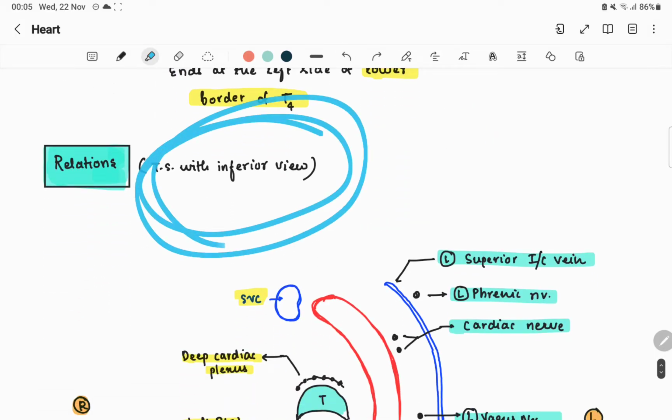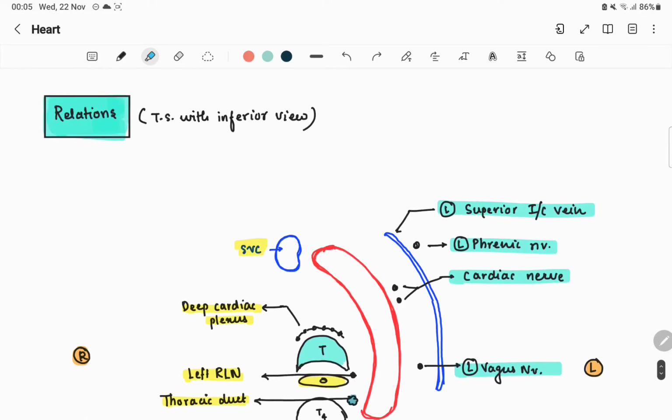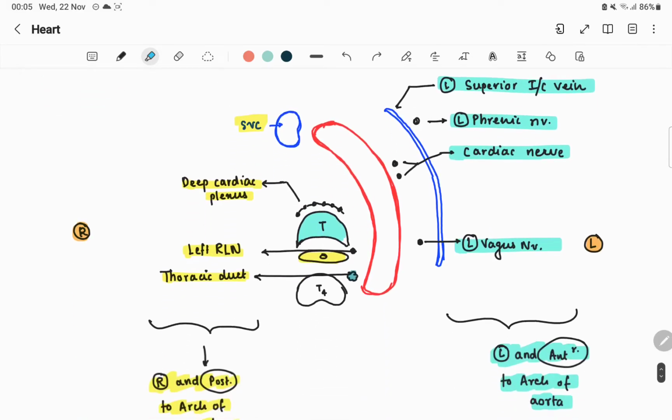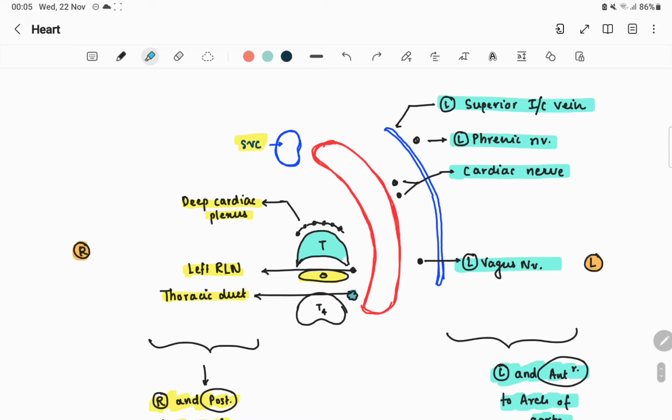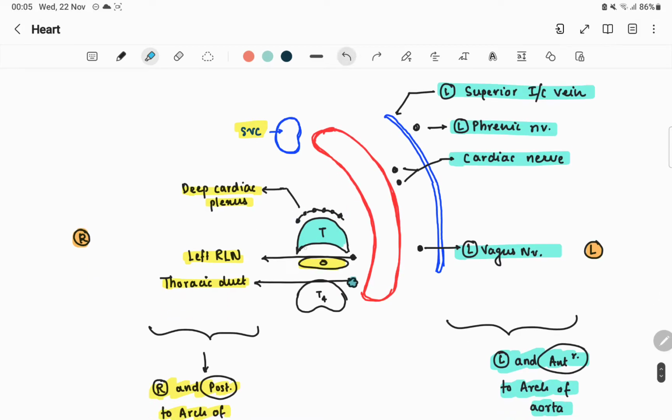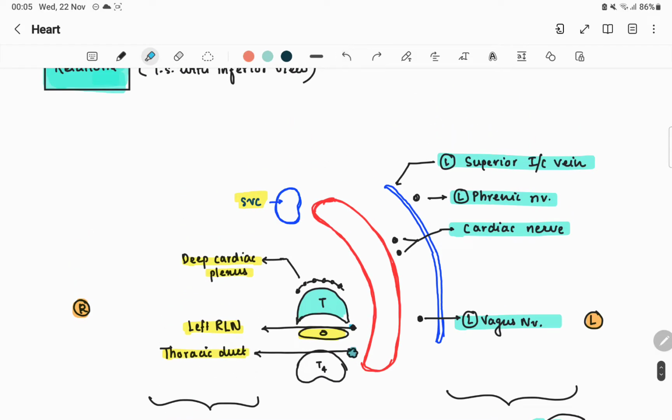What are the relations? We have taken a transverse section, and we are seeing from the inferior view. So you will see your arch of aorta somewhere like this. In front of it you will see your deep cardiac plexus, then the trachea, and the esophagus is here, and the left recurrent laryngeal nerve is going into the plane of paper like this. You have a thoracic duct here, which is present between the esophagus and the T4 vertebra. Thoracic duct, and this is the superior vena cava.